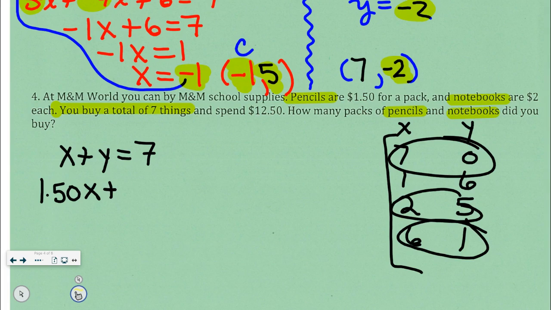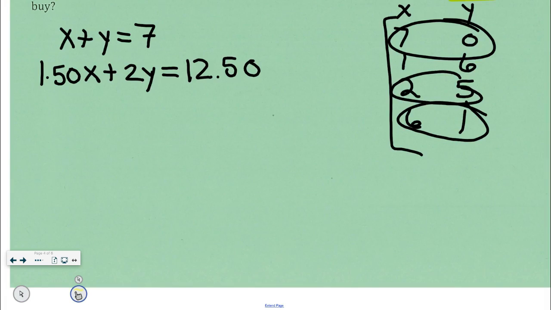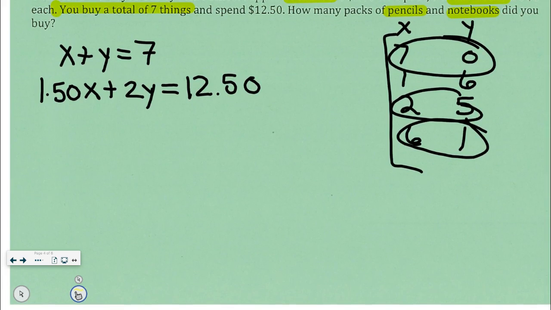In addition, $2 for every notebook pack. So I also know I spent $12.50. Now I have 2 equations. By the way, you'll learn in higher levels of math that you need as many equations as you have unknowns. In this problem, I have 2 unknowns, so I needed 2 equations.